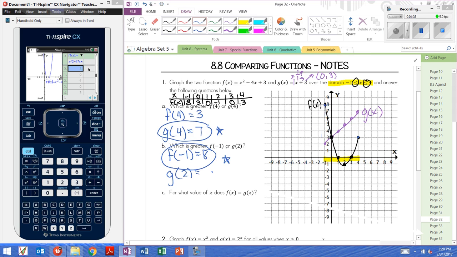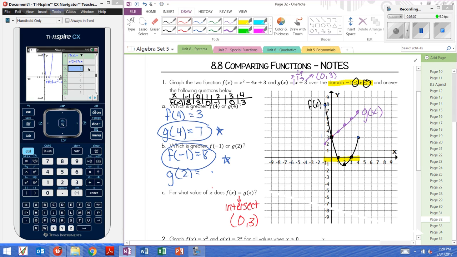Then for part C, it says, for what value of x does f of x equal g of x? Okay, we've seen questions like this before. So what does it mean for f of x to equal g of x? It's where they intersect. So where do they intersect? They intersect at the y-intercept, and that's the only place, which is 0, 3.